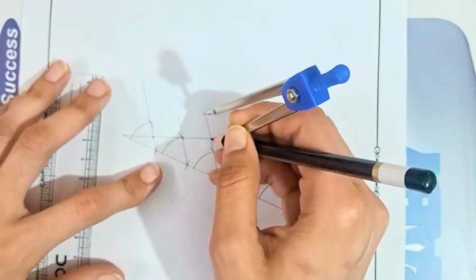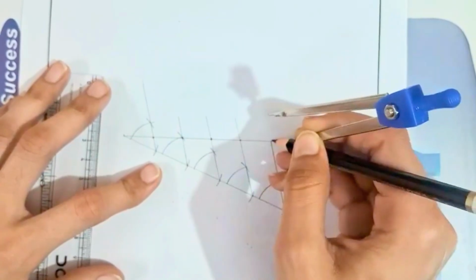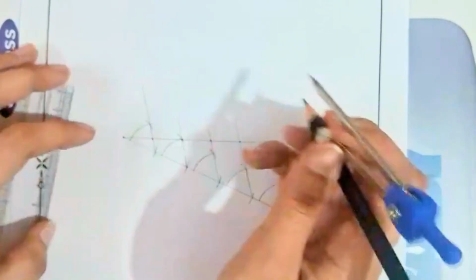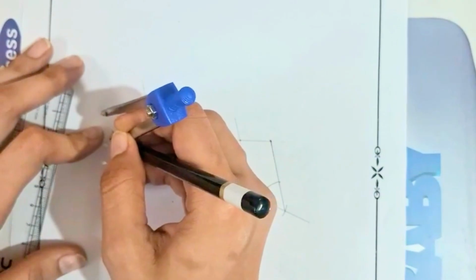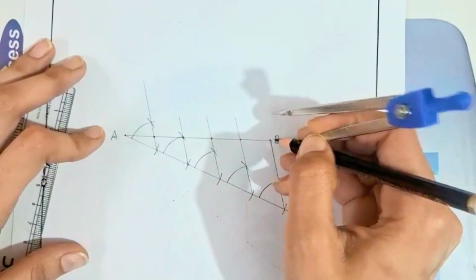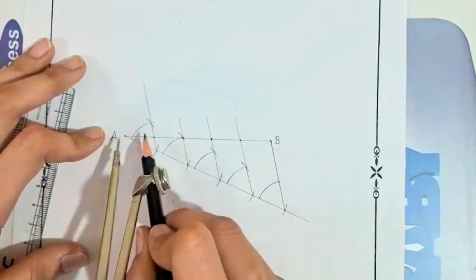These are the points dividing our line. So our line AB is divided into 5 equal parts.